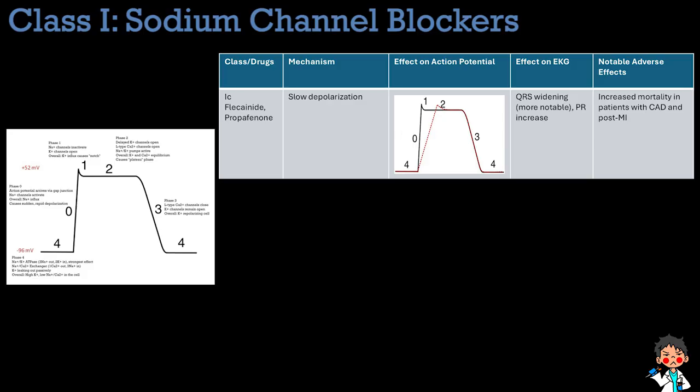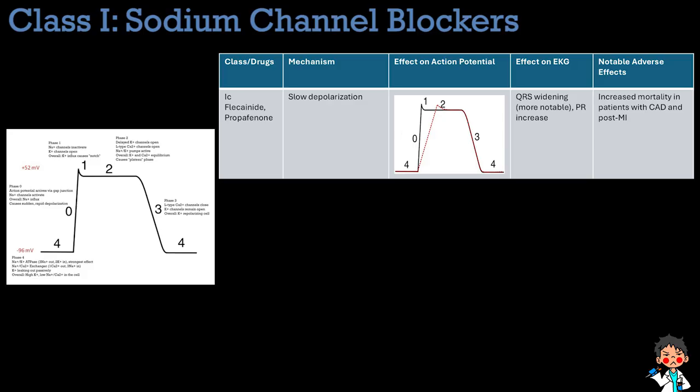The effect on the action potential is that it decreases the slope of phase 0, because that's where depolarization is happening, right? So in terms of what happens on the EKG, it widens the QRS complex and also increases the PR interval. And this makes sense, right? Because what is the QRS complex? That represents ventricular depolarization, right? So if depolarization is slowed down, then of course the QRS would widen, because it's taking longer for the ventricles to completely depolarize.